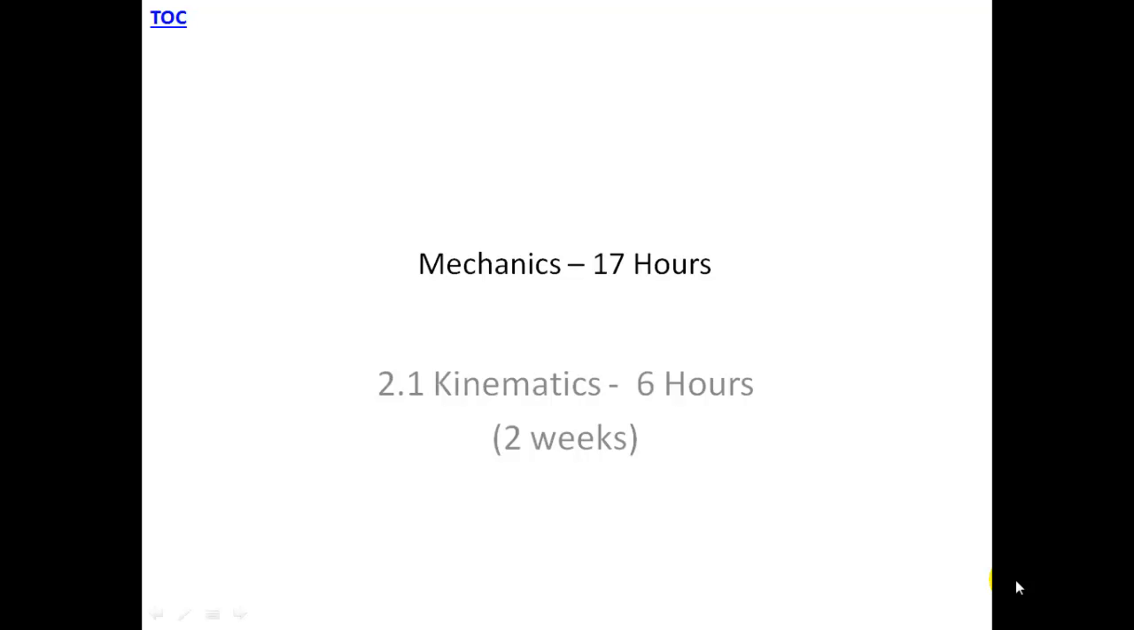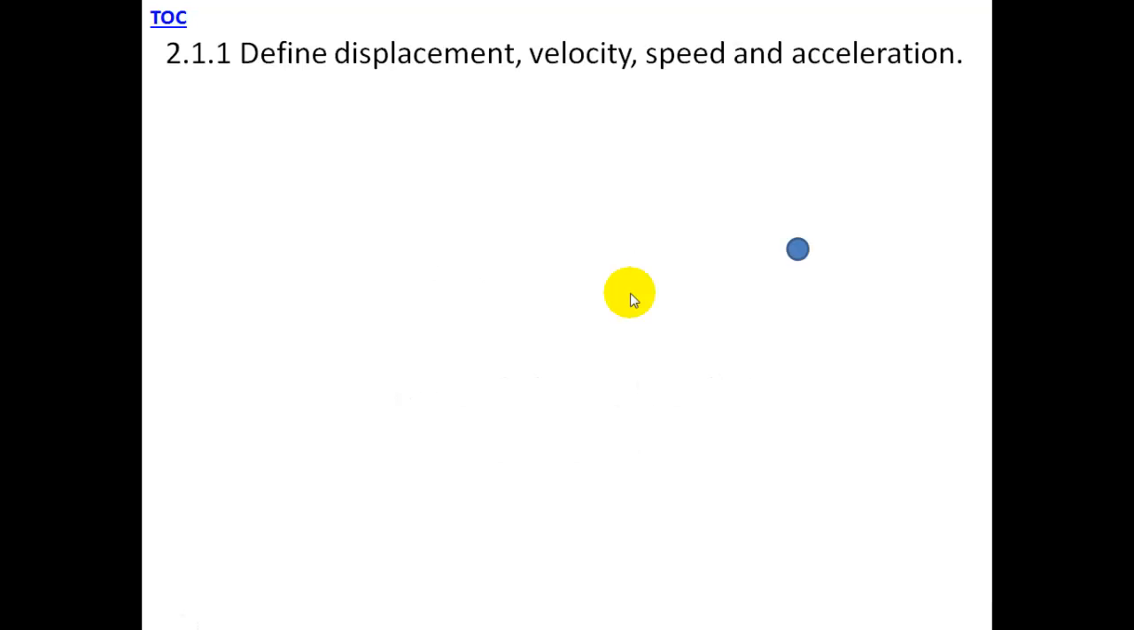This is the start of mechanics. It's quite a long topic, 17 hours. We're going to look at the first part, which is the first part of kinematics. Define displacement, velocity, speed and acceleration.